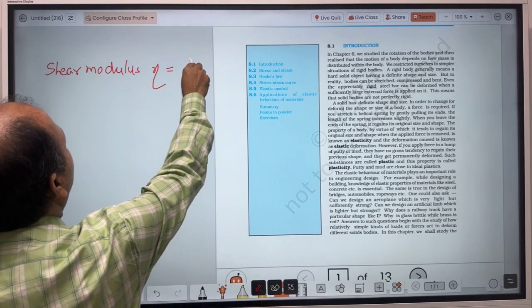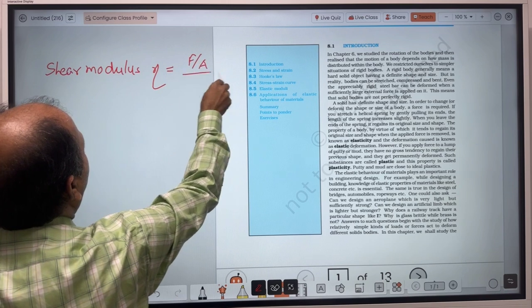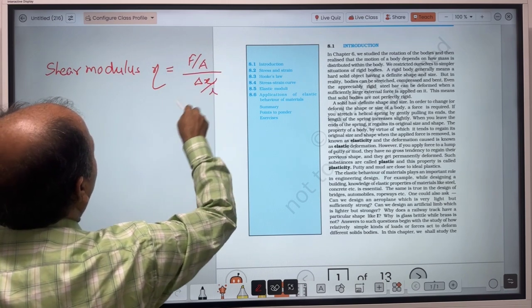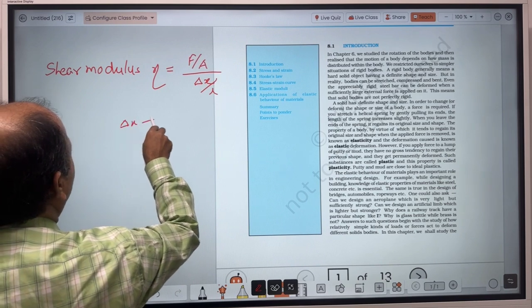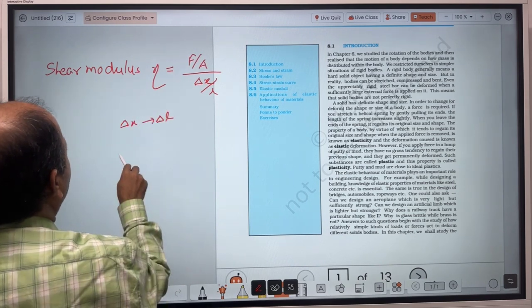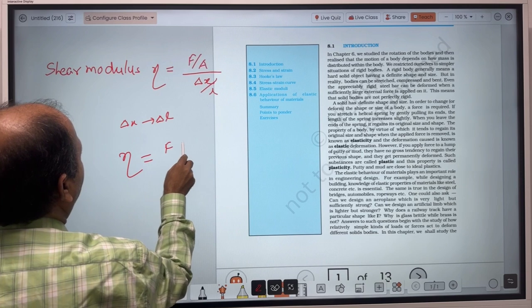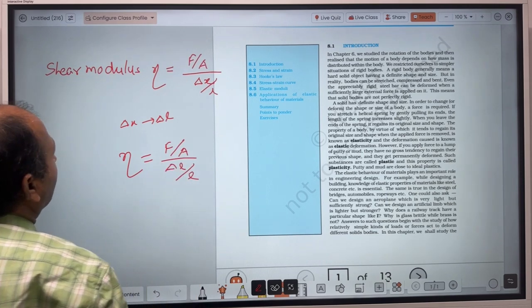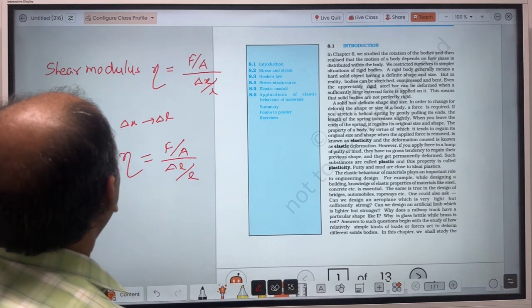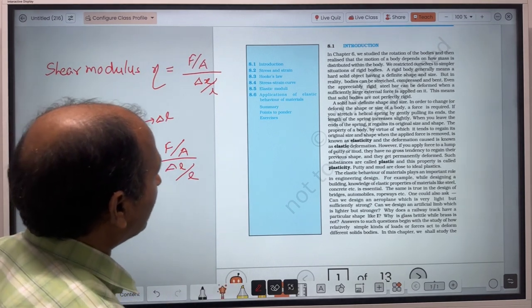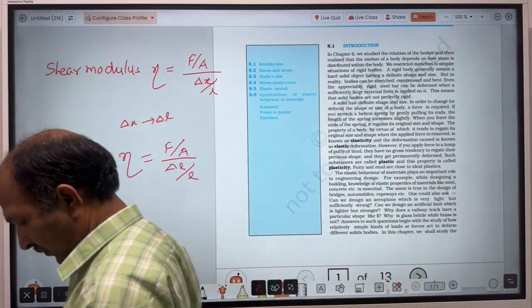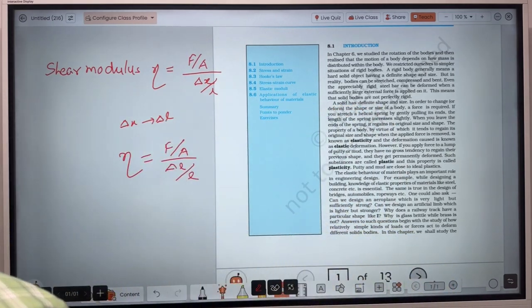In this case, force upon area will be the deforming force, divided by the deformation produced, delta x by L, but delta x can be taken as delta L. So eta will be equal to F upon A divided by delta L upon L. These are basic points that you must know before studying the lesson. Now we are going to start with the lesson. We will see different aspects.